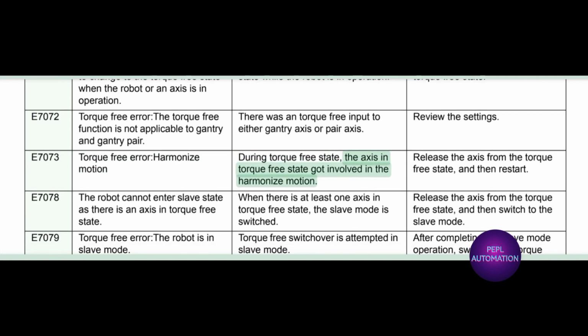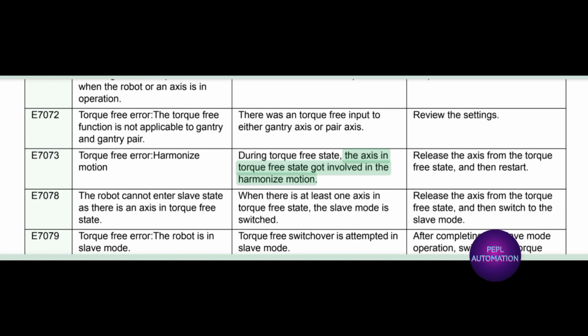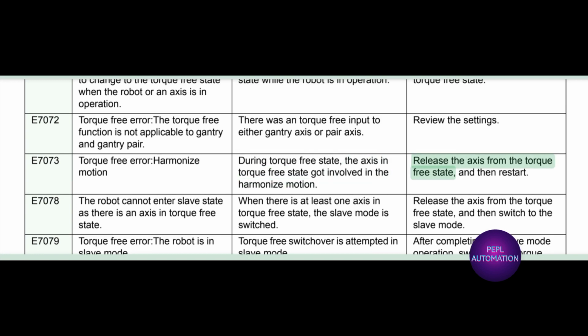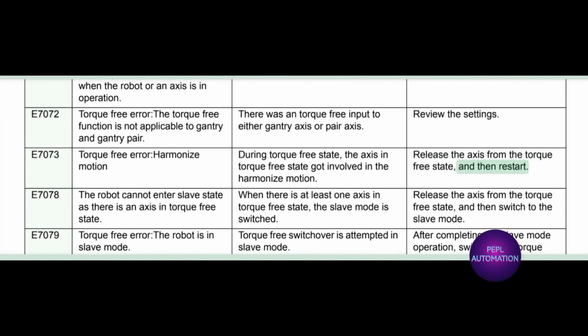E7073 torque free error, harmonize motion. During torque free state, the axis in torque free state got involved in the harmonize motion. Release the axis from the torque free state, and then restart.